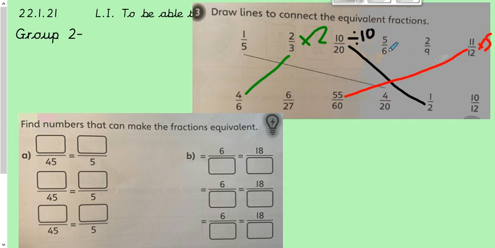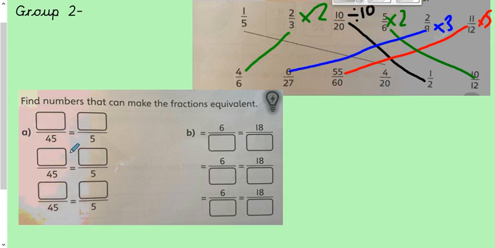5/6. So 6 could go with this one because 6 times 2 is 12, and then 5 times 2 is 10. Therefore, it goes with that one. And then that must mean 2/9 goes with 6/27. Let's just work it out. 9 times 3 is 27, 2 times 3 is 6. Therefore, that's correct. And then this one. You can see here that to get from 5 to 45, you have to times by 9. So whatever number you put here has to be times by 9, and it has to be less than 5 for the fractions that we're doing.